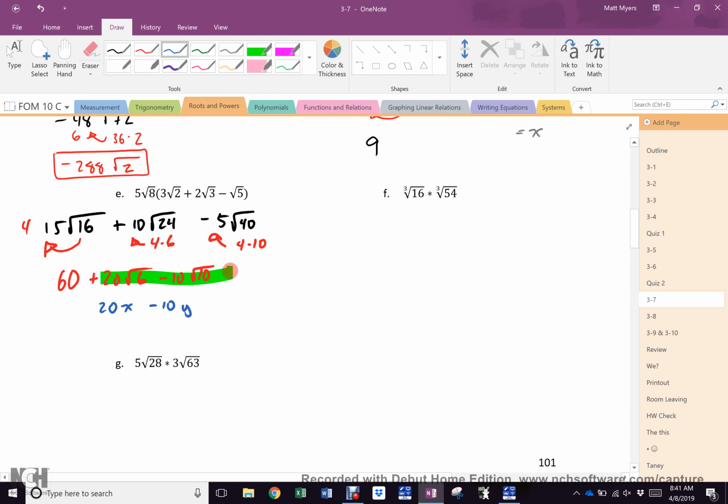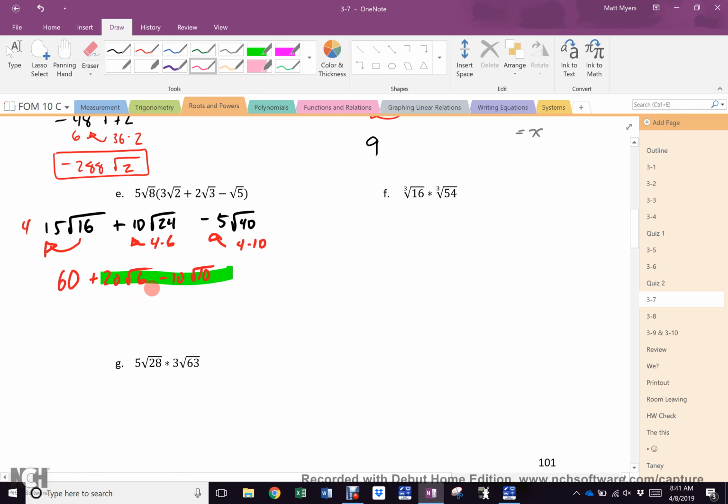No. What if it was 20 root 6 minus 10 root 6? Then what do you think the answer would be? 10 root 6, because I got 20 root 6's, which is the same as 20x, minus 10 root 6's. Since the root 6's are the same, we could keep the x. Everybody cool? All right.